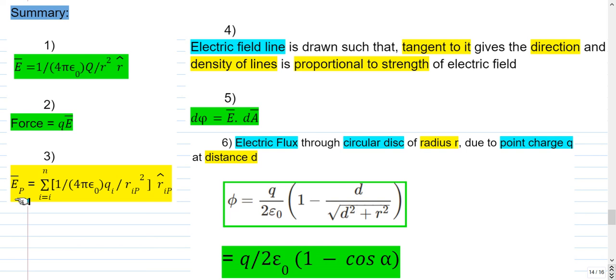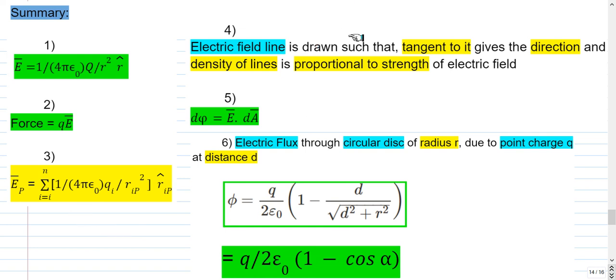Electric field at a point P due to a system of n point charges is given as the sum of electric fields due to the individual point charges. This is by the superposition principle. The superposition principle is valid for Coulomb's law, so it's also valid for calculating the electric field due to a system of n point charges.